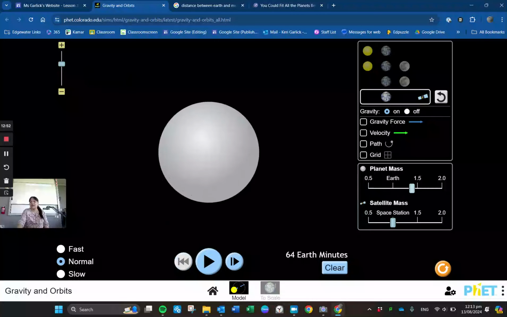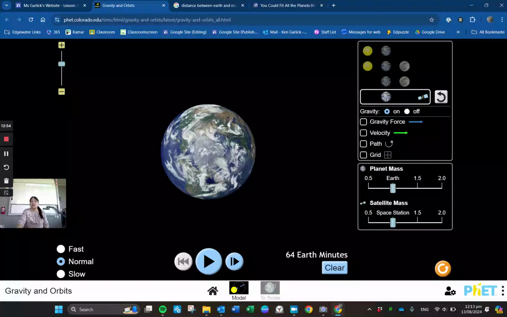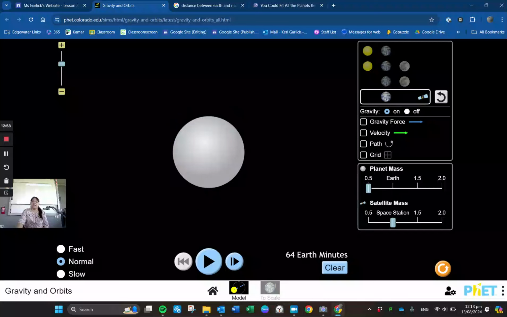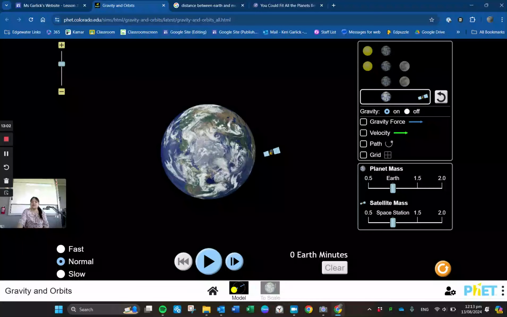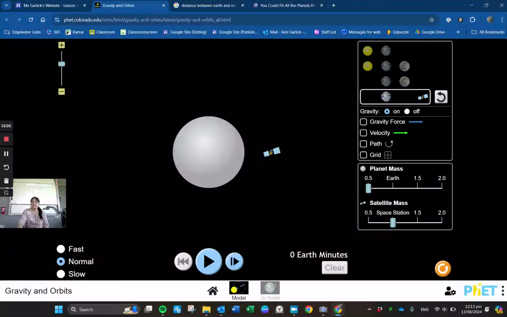Yeah. So I'm just playing with the planet's mass. So that's Earth. If we changed Earth to being really, really tiny, then, oops, let's reset it. So Earth is small. Now I've taken half the size of the Earth. This is our space station. And you see the space station goes away.